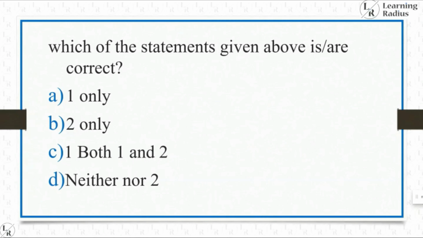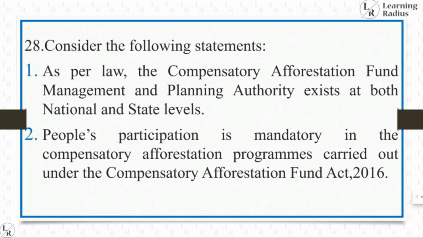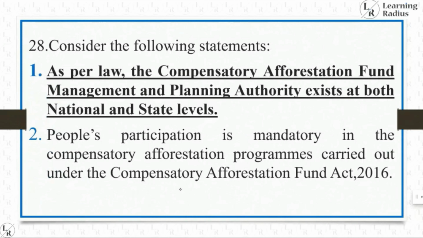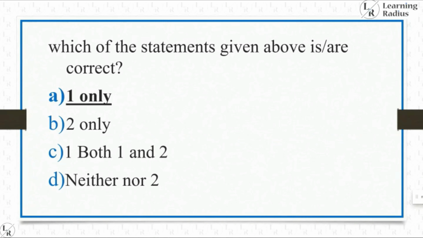Let's get back to the statements once again. As per law, the Compensatory Afforestation Fund Management and Planning Authority exists at both national and state level. That is right. People's participation is mandatory in the Compensatory Afforestation Program carried out under the Compensatory Afforestation Fund Act 2016. That's wrong. So the first statement is right and the second statement is wrong. Obviously, the answer is 1 only. That is A.